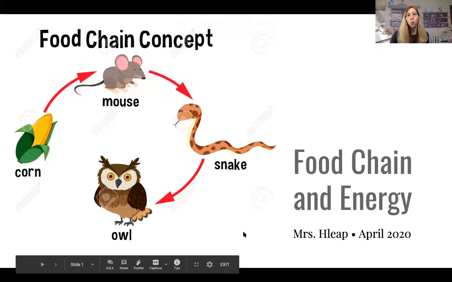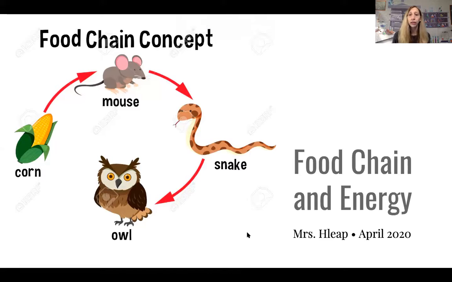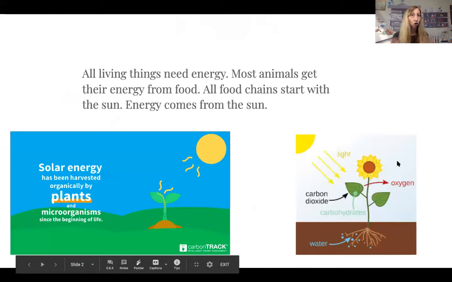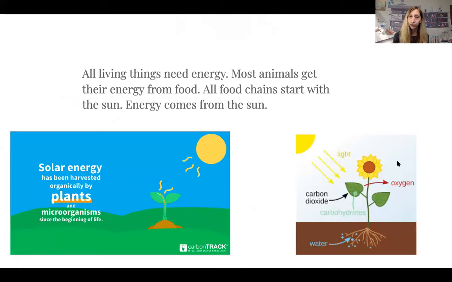So, when we talk about food chains, we need to start with talking about what food is. Food for all living creatures is our source of energy. You get your energy from the food you eat. So, too, animals get their energy from the food they eat. So, where do plants get their energy from? All right, all things need energy. Most animals get their energy from food, and all food chains start with the sun. The sun is where plants get their energy.